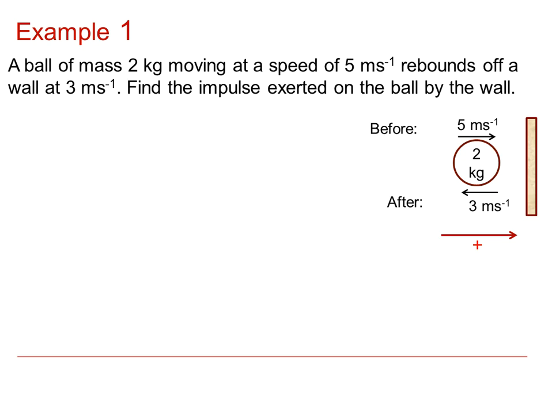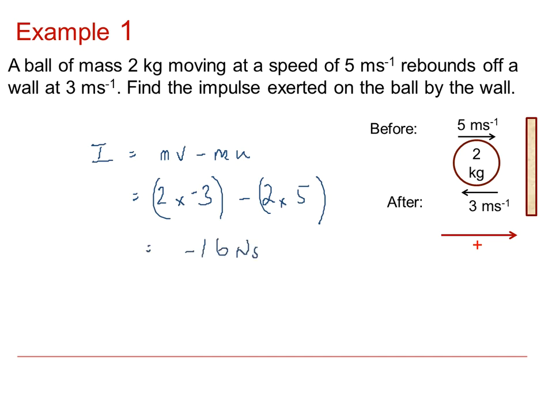So I can now say that the impulse, which is I, is equal to the change in the momentum, so that will be mv minus mu. So m is 2, the final velocity v is negative 3, so we've got 2 multiplied by negative 3, and then minus 2 multiplied by the initial velocity 5. So in total then we get negative 16 Newton seconds. Or in other words, there's an impulse on the ball equal to 16 Newton seconds to the left, or away from the wall.